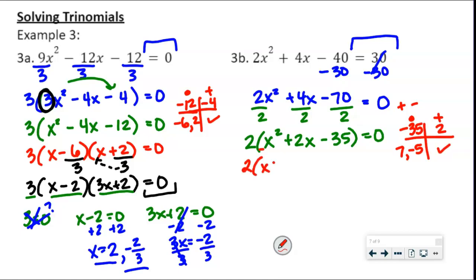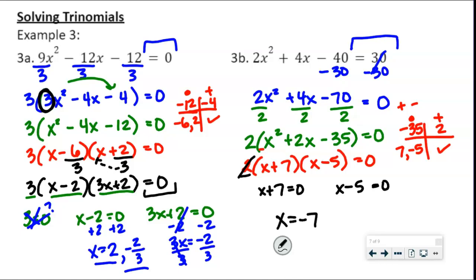So here I've got x plus 7 times x minus 5 is equal to 0. So now here we can solve. Well, remember, 2 is equal to 0. Will that ever be true? No. So we're not going to get an answer from that. But we do have x plus 7 is equal to 0 and x minus 5 is equal to 0. So really, x is equal to negative 7, right? Because we have to subtract 7. And x is equal to positive 5 because here you have to add 5 to both sides to solve, changing that sign.